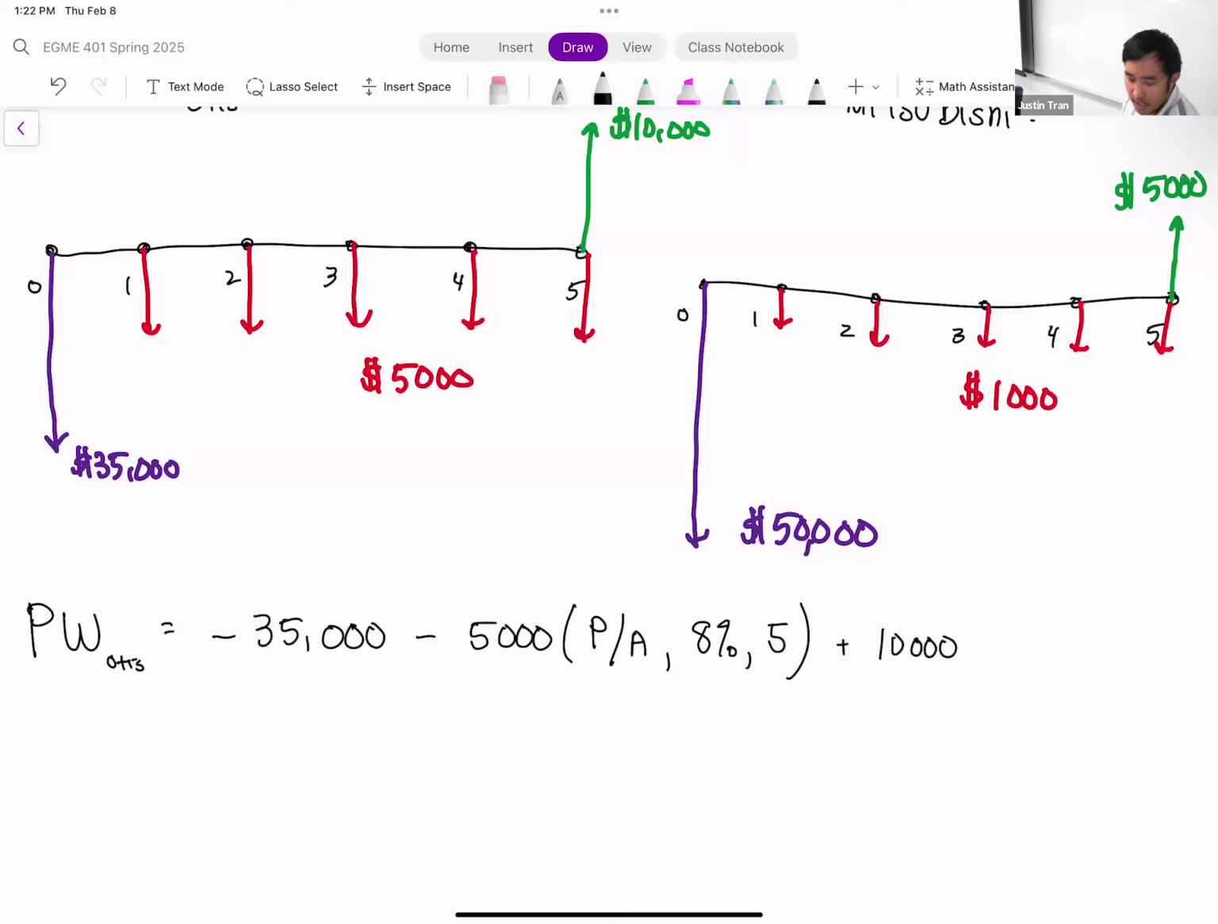All right, and then we have our salvage value. So our salvage value in this case is 10,000. This salvage value is just one lump sum that occurs in year 5. And so the conversion factor we need in that case is P over F.